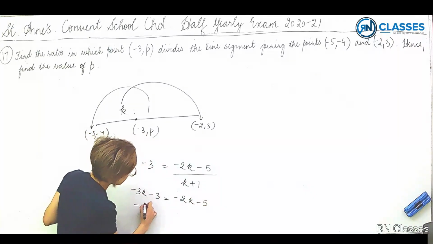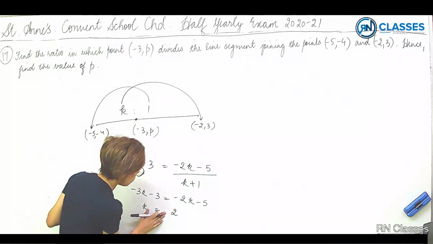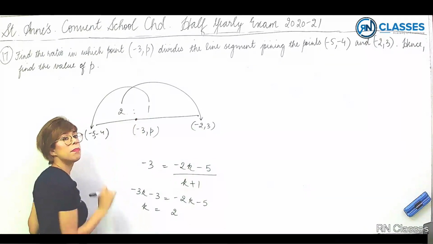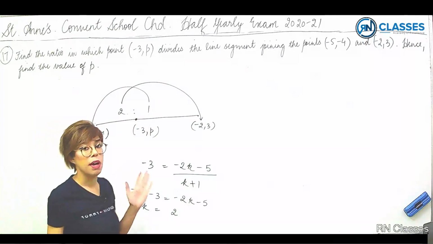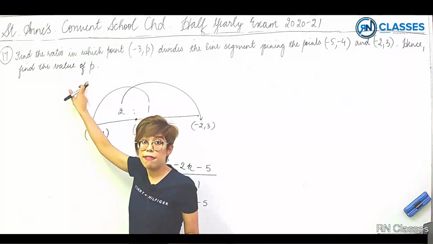So I can say minus k is equal to minus 2, or I can say k is equal to 2. So the ratio is 2 is to 1. Right, the ratio is 2 is to 1. Now, he says find the value of p.